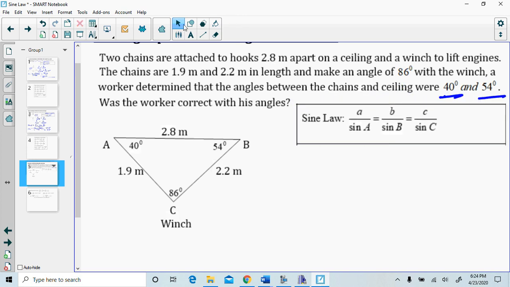Okay, so when we look at what we're actually trying to figure out, we are trying to solve and show for that angle and this angle. So we're trying to determine if the worker was correct by telling us that that angle is 40 degrees and that's 54 degrees based on the measurements that were given. Because this is a ratio equal to another ratio equal to another ratio, all of these side lengths and angles within that triangle should be proportional. And because they are, we can go through and check the 40 and 54 degrees. So let's start with the 40 degrees.